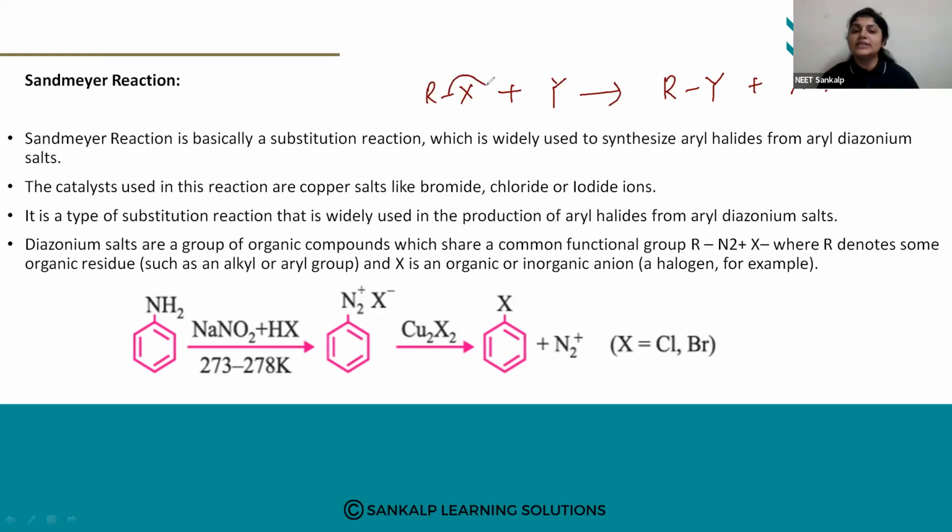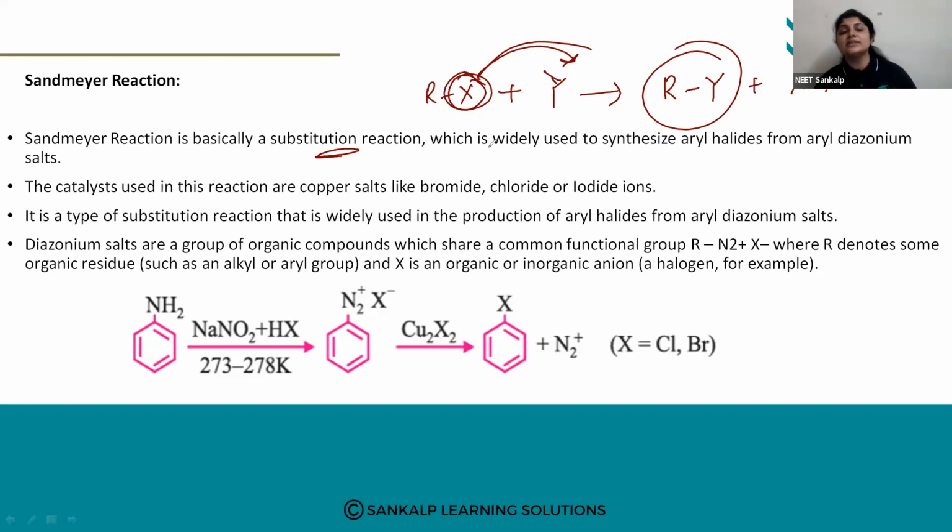One atom is being exchanged by another. You can see in the product, one atom is replaced by another atom. Substitution means one atom is being replaced by another atom. So Sandmeyer's reaction is basically a substitution reaction which is widely used for the synthesis of aryl halides from aryl diazonium salts.